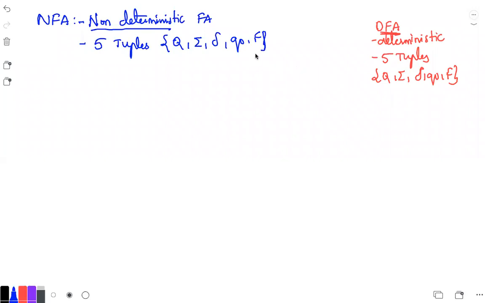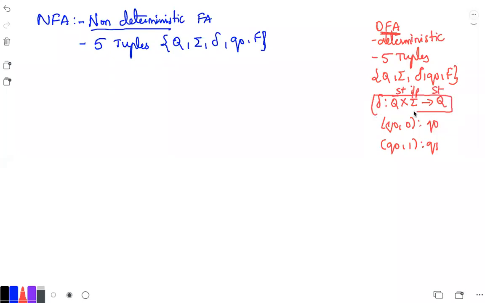The main difference is in the transition function. In DFA, delta is Q cross sigma to Q. You have seen it like this, right? For example, Q naught comma 0 is Q naught, Q naught comma 1 is Q1. So this is the transition function we used to have in DFA. From one state, if you take an input, what is the state you will reach? Delta: Q cross sigma to Q.